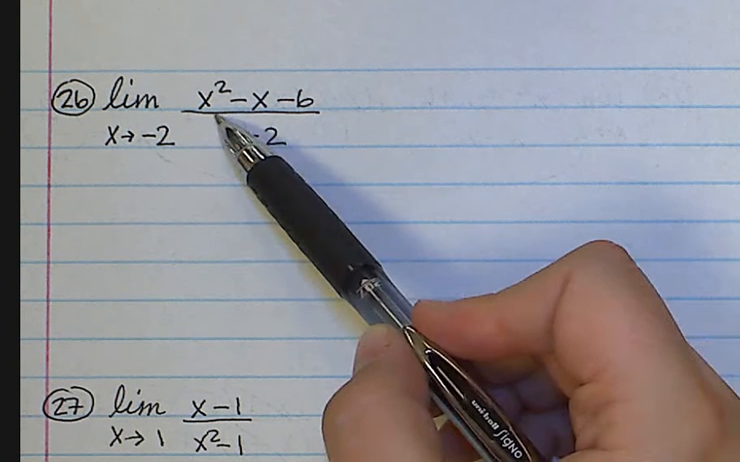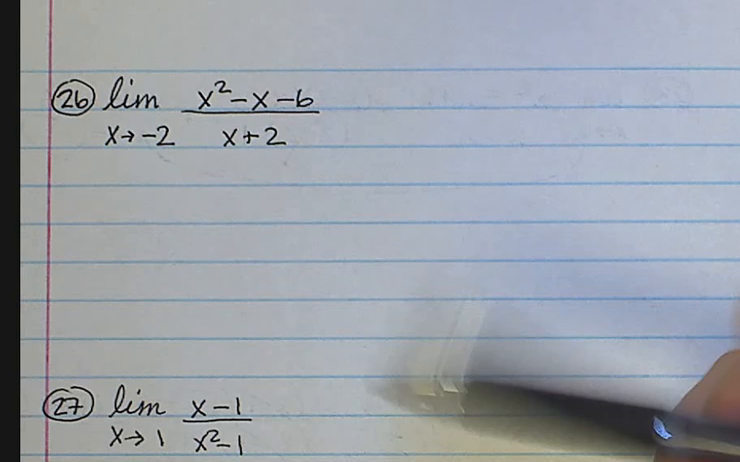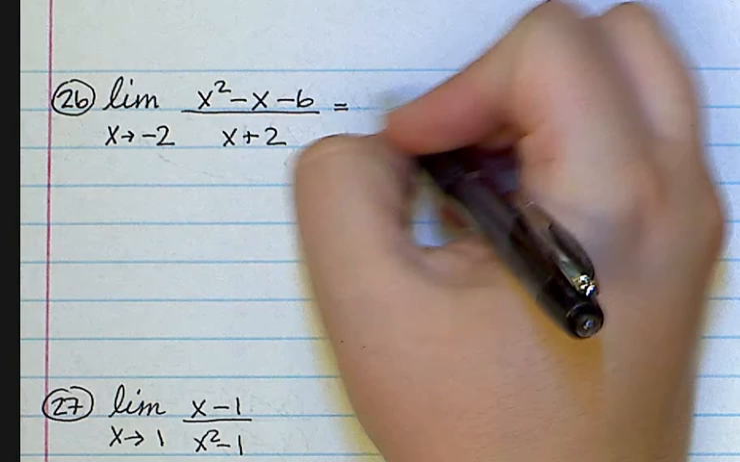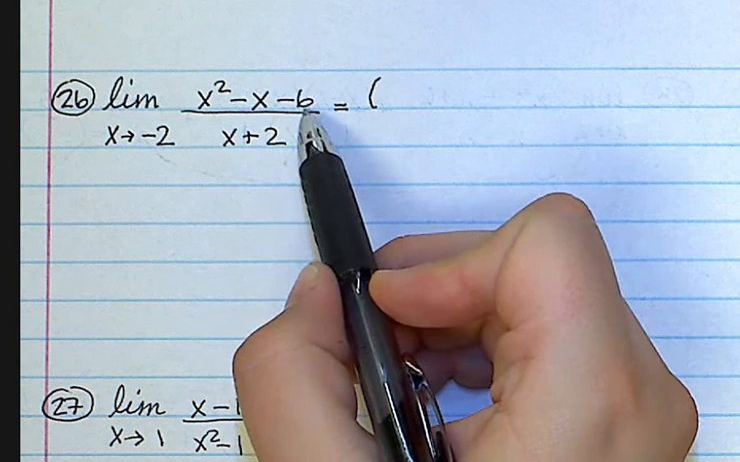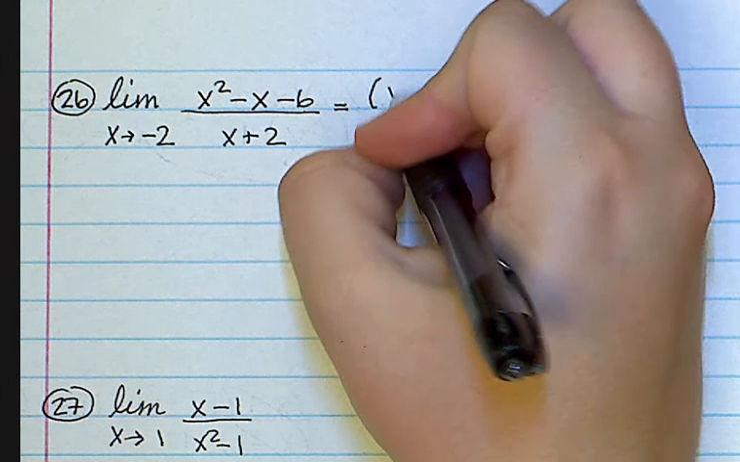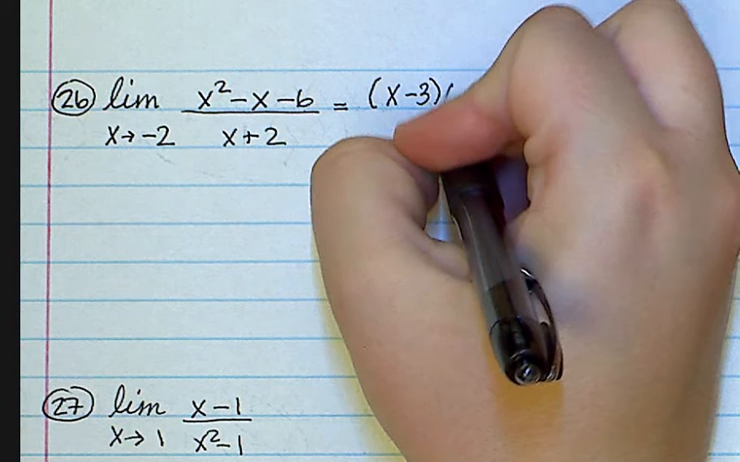I see that x squared, and it tells me factoring might work. So I need two numbers that add up to negative 1 and multiply to negative 6. That sounds like x minus 3 and x plus 2.